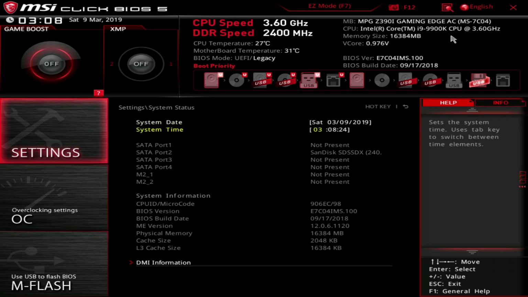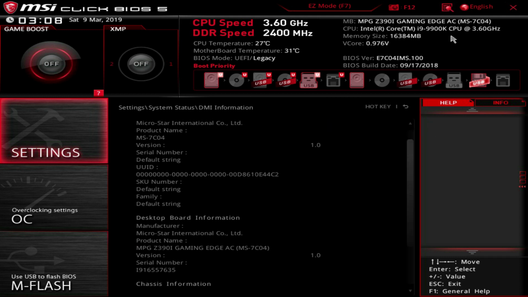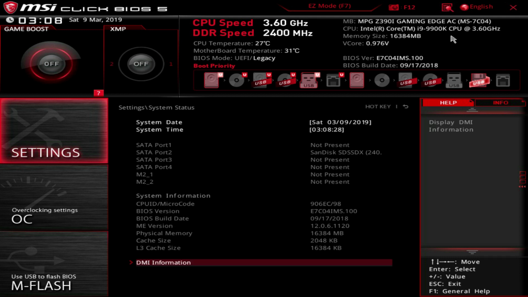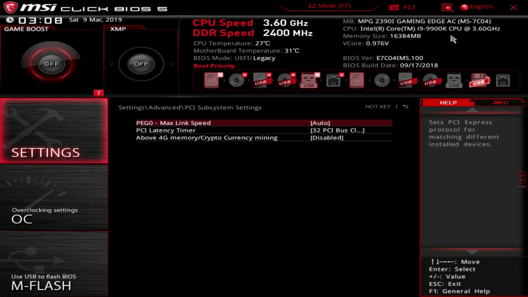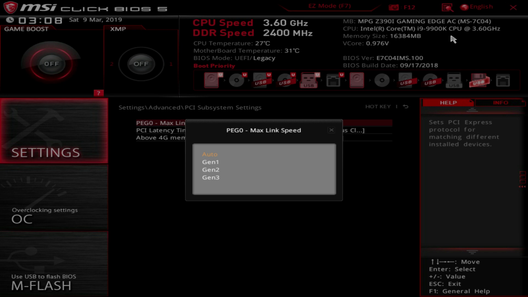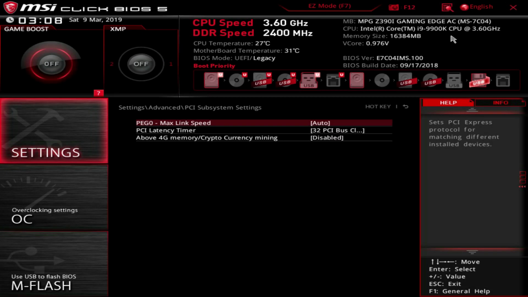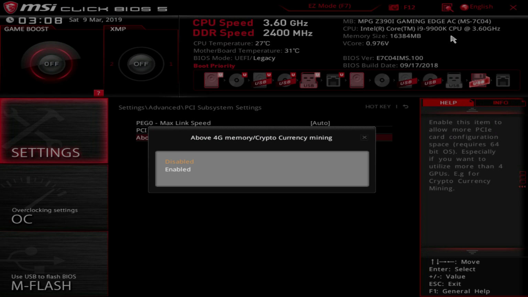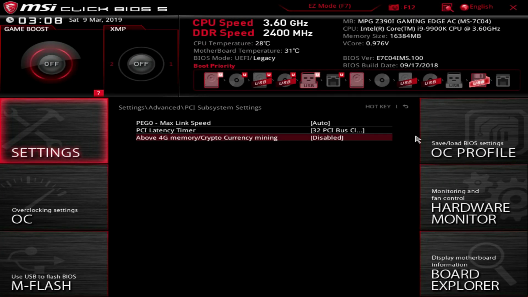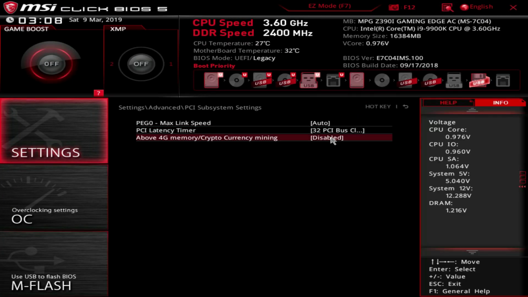We get system status, which tells us a bunch of information about the system, all very useful, I'm sure. Then we have some advanced settings. So we have some PCIe stuff, like PCIe link speed, and we have PCI latency timer, which I've never seen before, so I have no idea what this does. Also, there's no PCI slot on the board. What? That's interesting. And then we have an option for if you want to run a lot of GPUs for crypto mining.